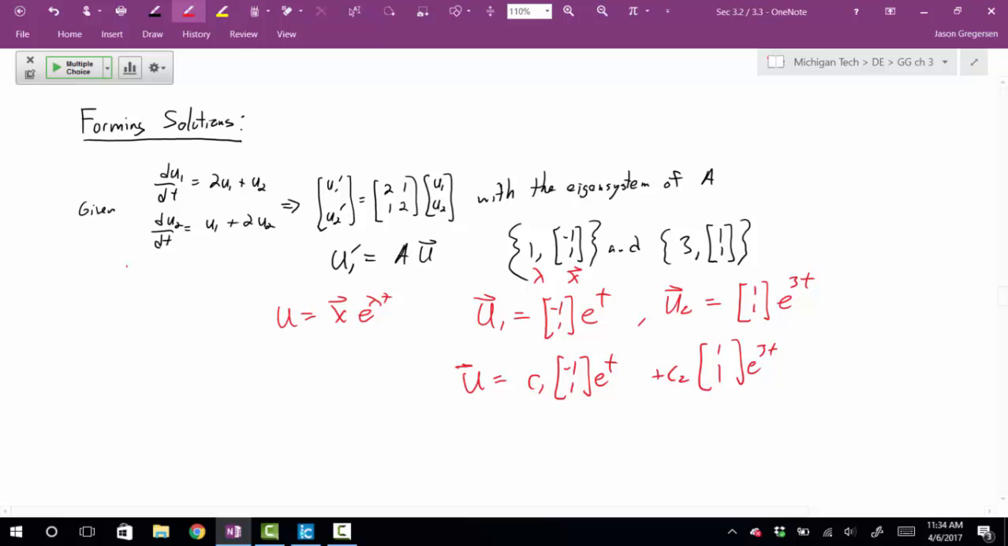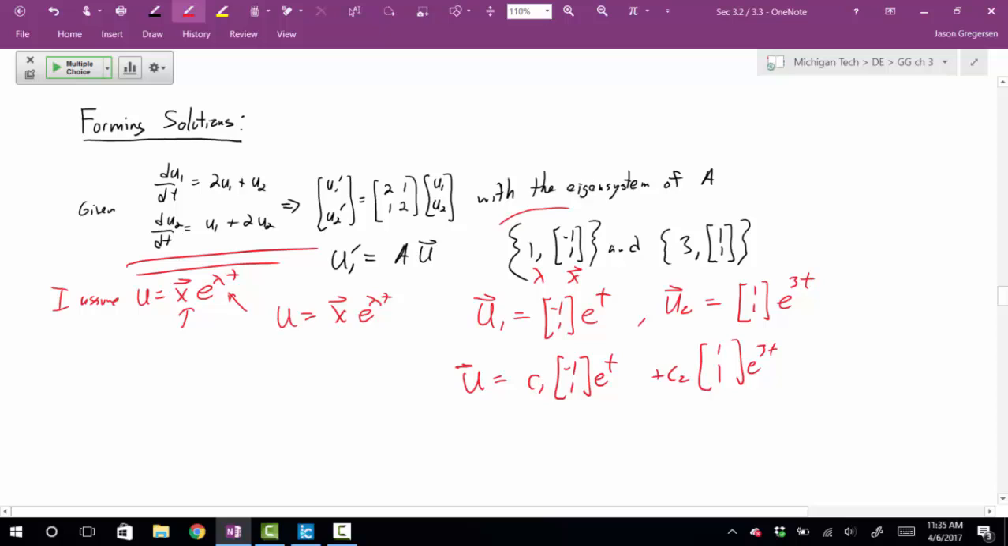Right. So I have my system here. I assume here that my solution looks like some x e to the lambda t. And the last little algebra told me that x is the eigenvector and lambda is the eigenvalue of the matrix A. So I just need to calculate the eigenvalue and eigenvector. And if I do that, I'll know what lambda is and I'll know what x is.